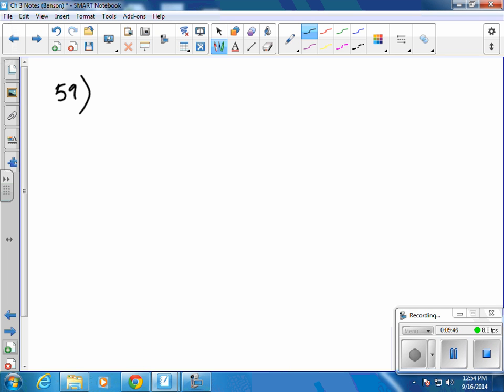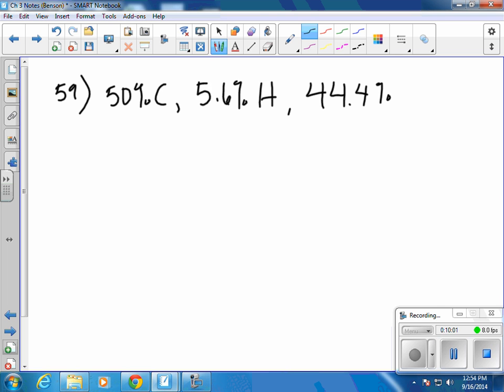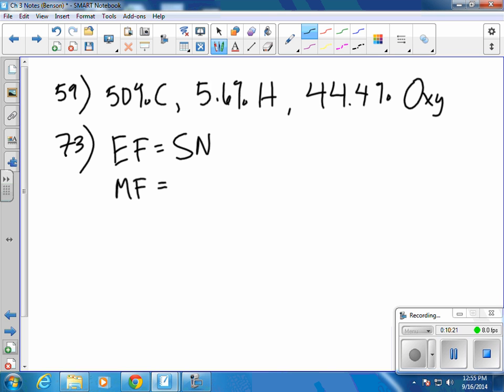That would be good to do, and you're going to get 50% carbon, 5.6% hydrogen, and 44.4% oxygen. Okay, the next one I assigned was number 73 that you might want to take a look at. And that is your empirical formula. You should get sulfur mononitride, and your molecular formula is different, tetrasulfur tetranitride.